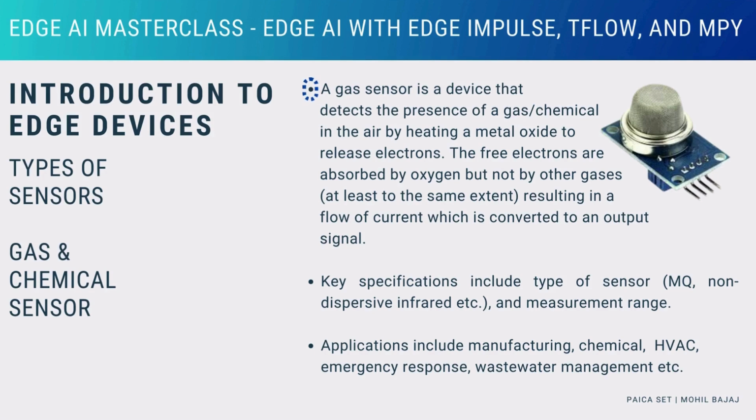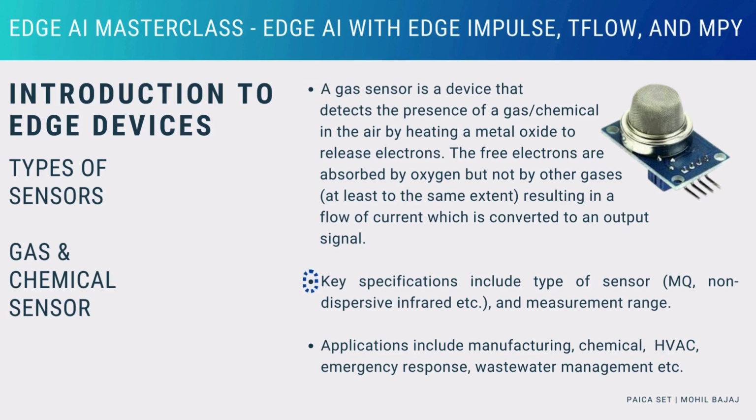How does it work? Well, one common type of gas sensor is the heated metal oxide sensor. This type of sensor operates by heating a metal oxide film that results in the release of electrons. In a regular non-gas atmosphere, these electrons react with oxygen, leaving little to no free electrons. But in the presence of a gas, and thus in the absence of oxygen, more free electrons are available, resulting in a higher flow of current, which can be measured and converted to an output signal.